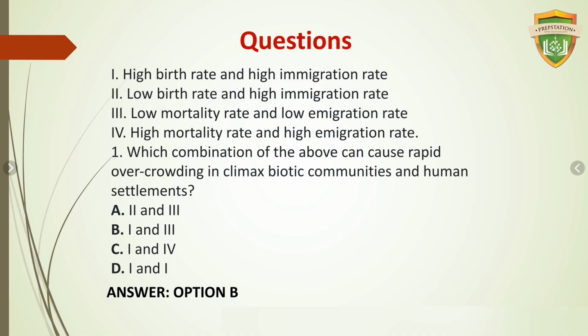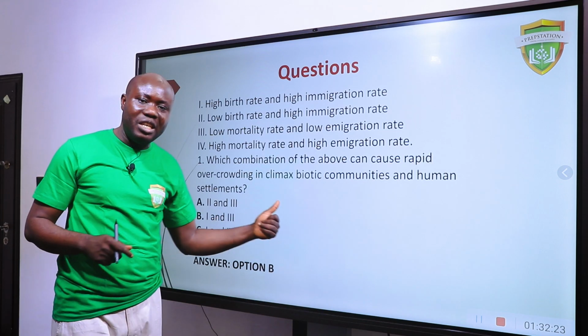Now, high birth rate and high immigration rate, that's number 1. Low birth rate and high immigration rate, number 2. Low mortality rate and low emigration rate. High mortality rate and high emigration rate. Which combination of the above can cause rapid overcrowding in a climax community? What is a climax community?